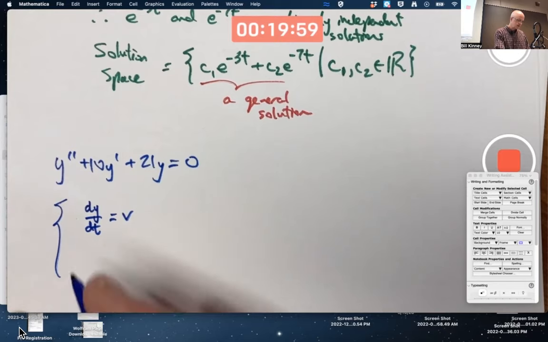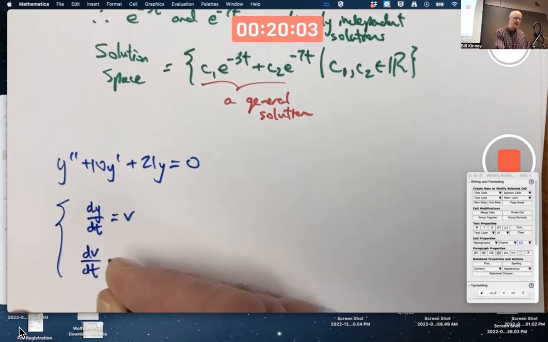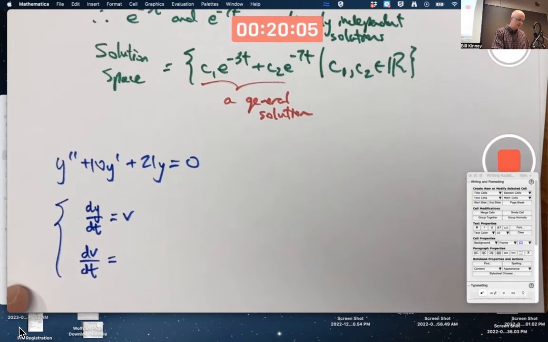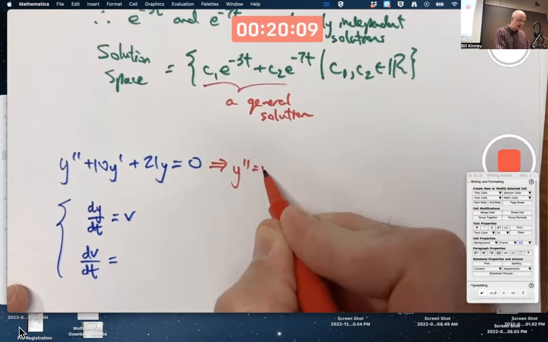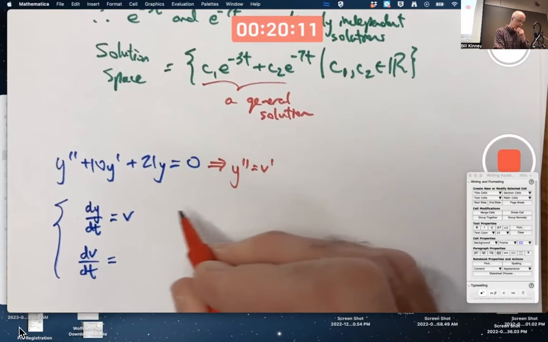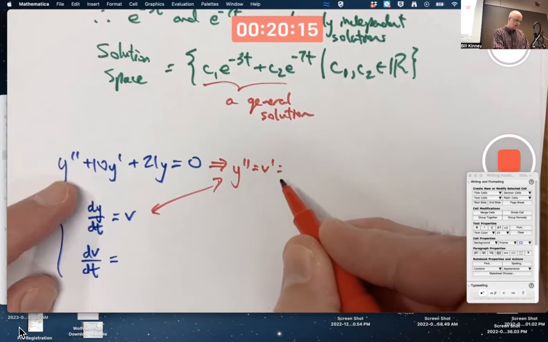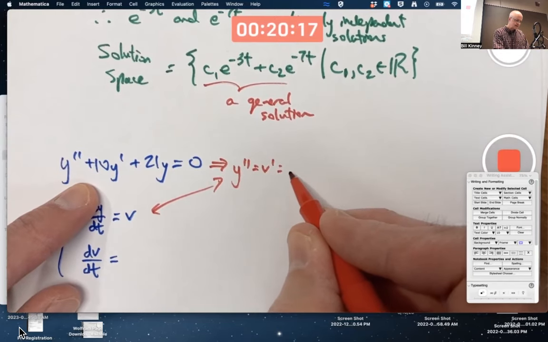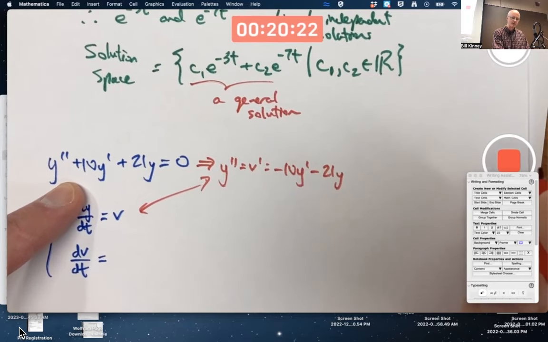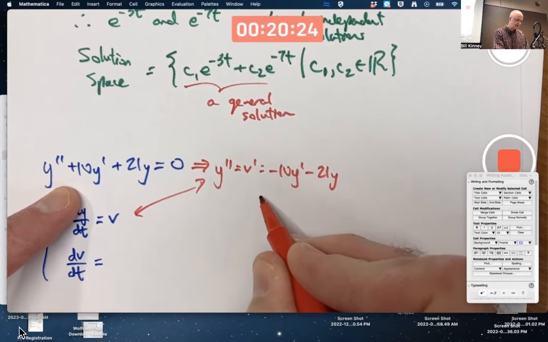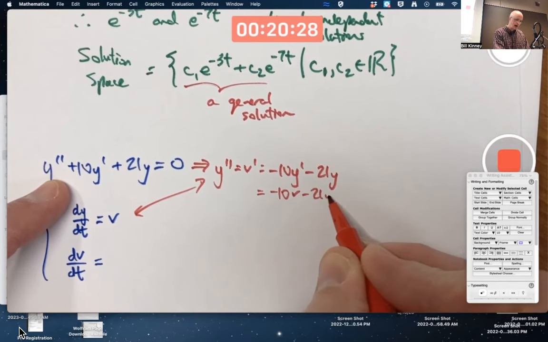The second equation, which is a first-order differential equation for dv/dt, has to come from the scalar equation by solving for y double prime, which is v prime, based on defining v in this way, by subtracting 10y prime and 21y from both sides. But once again, y prime is v. This is negative 10v minus 21y.